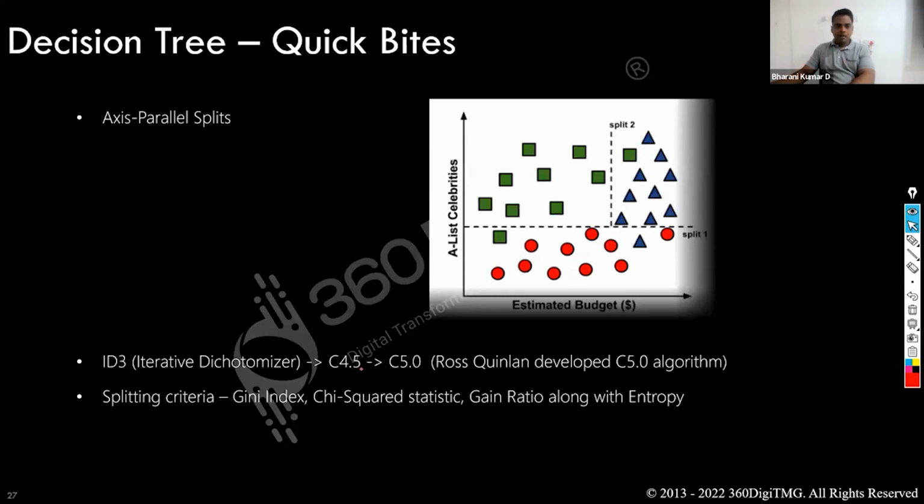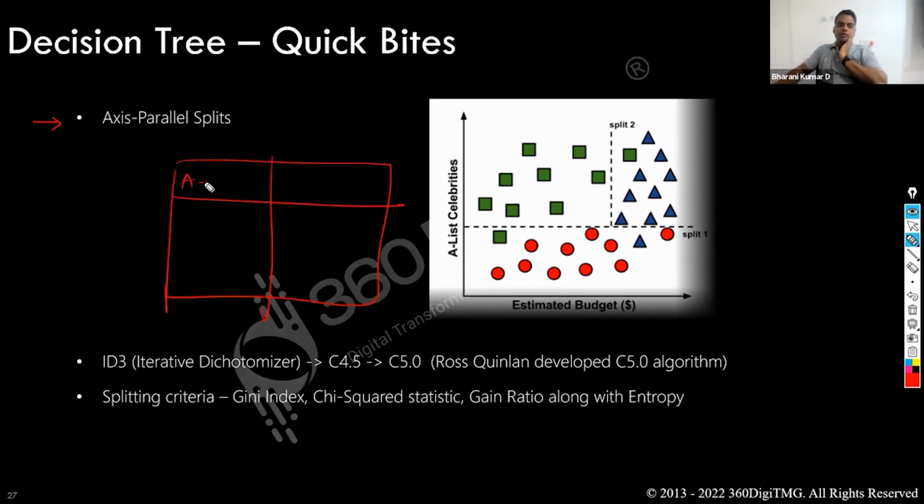Okay. There are certain disadvantages with decision tree. And the first disadvantage is that it has axis parallel splits. Meaning, say there are two variables or features that you have. One is A-list celebrities, and the next thing is estimated budget.